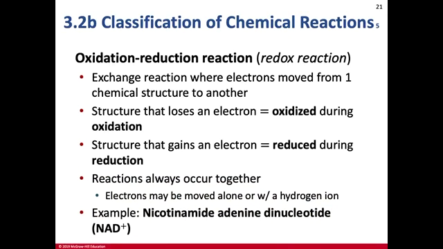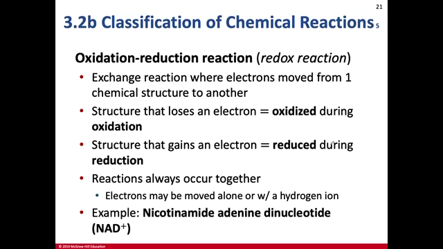In an oxidation-reduction reaction, electrons move from the molecule being oxidized to the molecule that's being reduced. So the molecule that's being oxidized is losing chemical potential energy, and the molecule that's being reduced is gaining chemical potential energy.